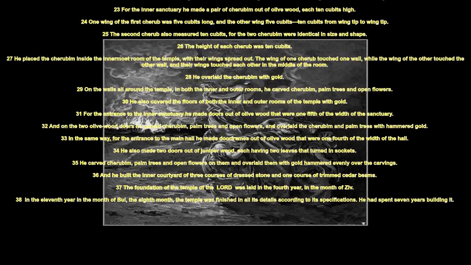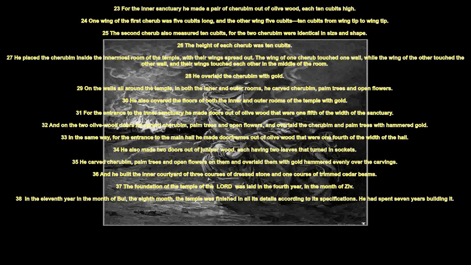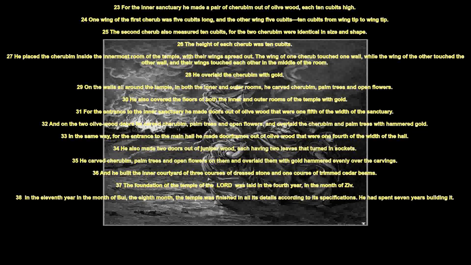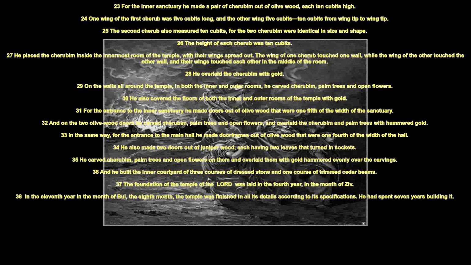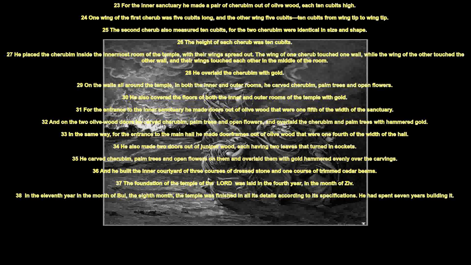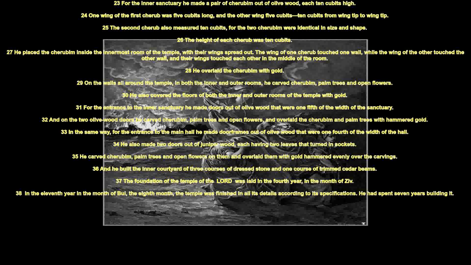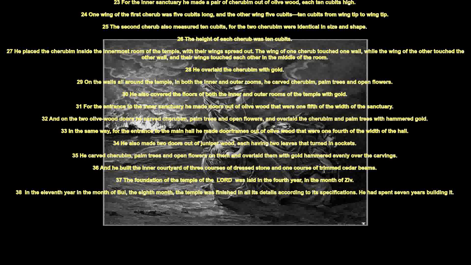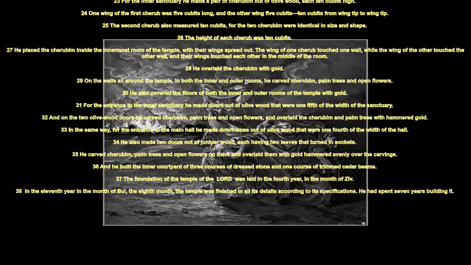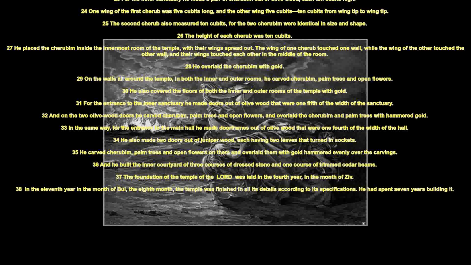Verse 27. He placed the cherubim inside the innermost room of the temple, with their wings spread out. The wing of one cherub touched one wall, while the wing of the other touched the other wall, and their wings touched each other in the middle of the room. Verse 28. He overlaid the cherubim with gold.